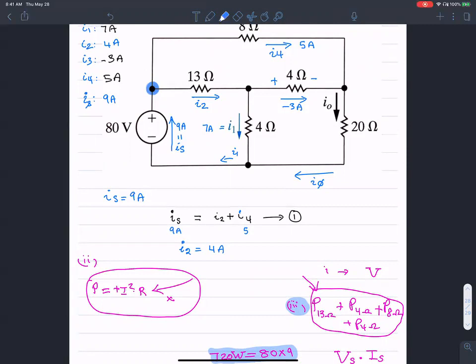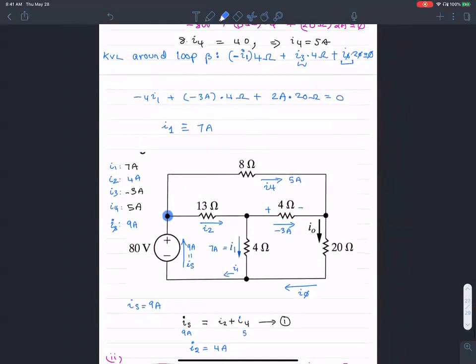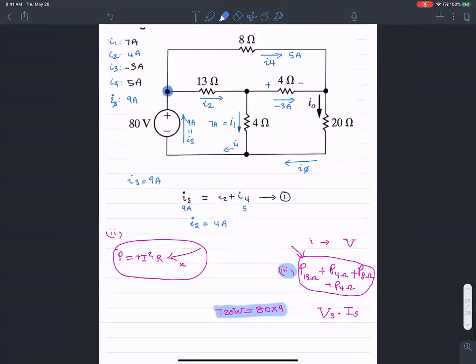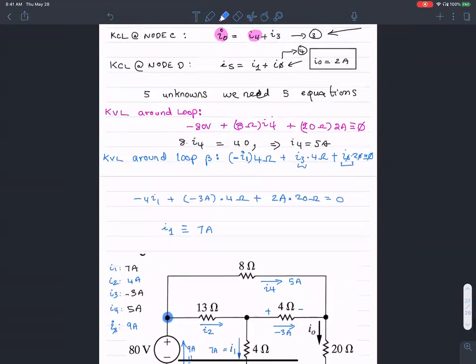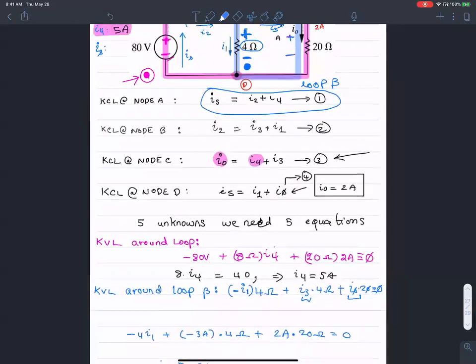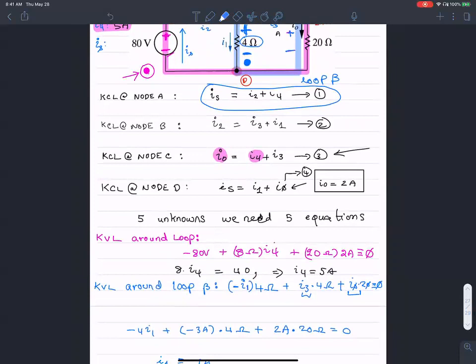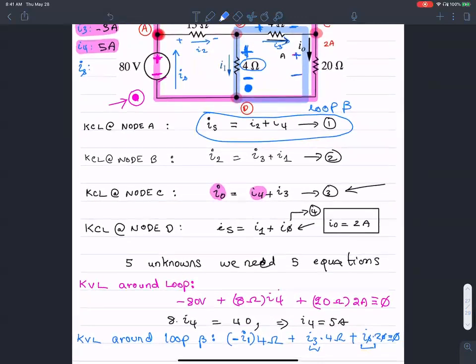Okay. Let's solve another problem then. Can you hold right there, Professor? Go back up above, just a little more. That's it, I want to see the KVL around loop B. Thank you. Perfect. Thank you.